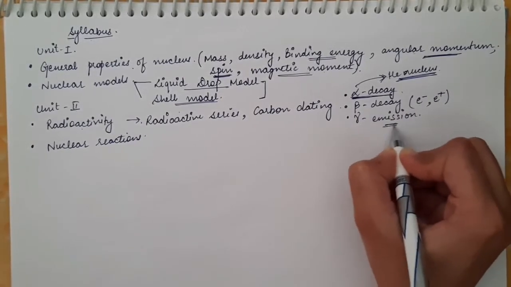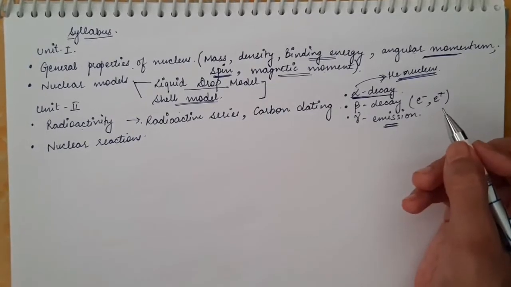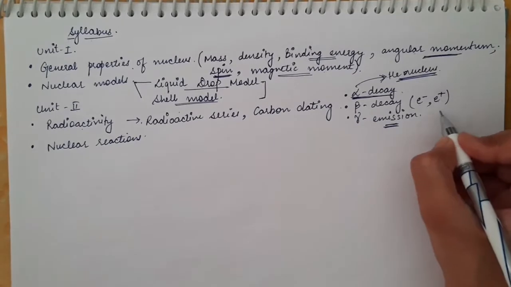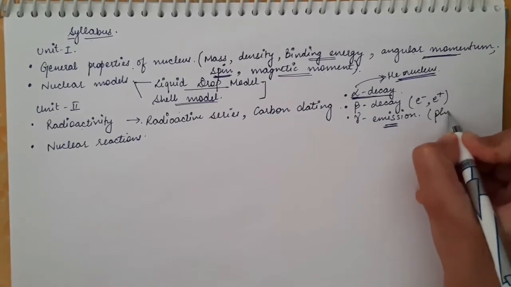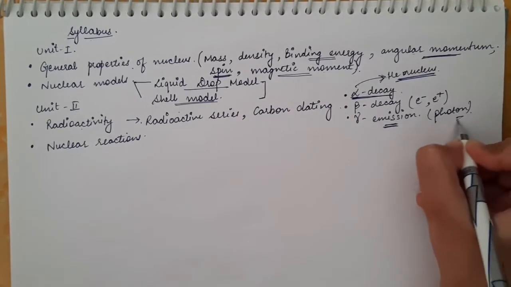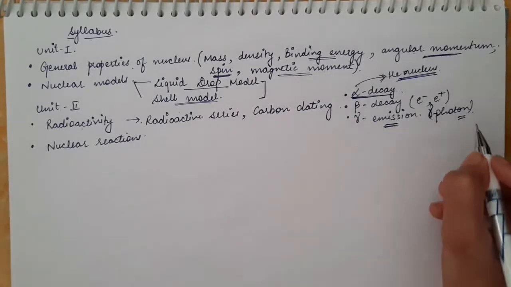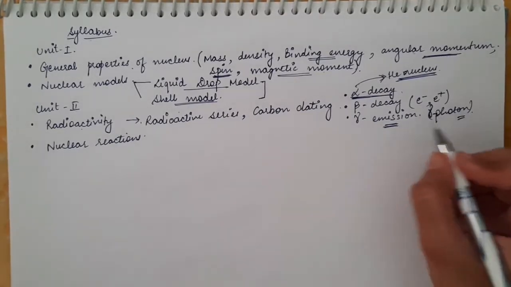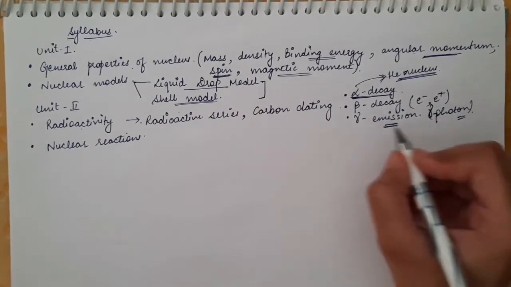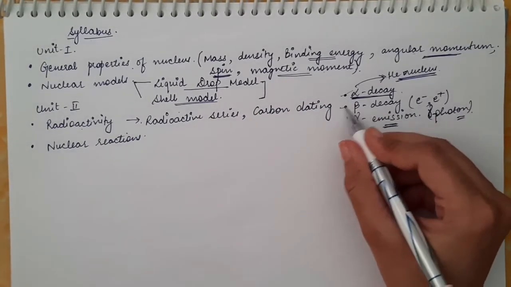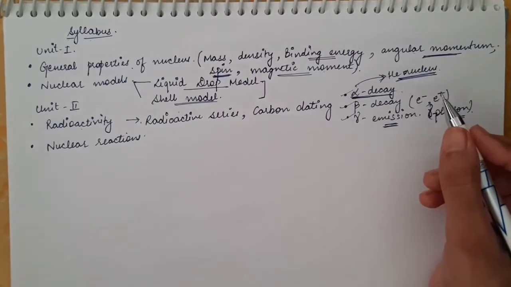Whenever a nucleus goes from its excited state to its ground state or a lower excited state, there is an emission of a photon, that is a gamma photon. Emission of a gamma photon is called gamma decay, and we will look at the various conditions when such decays occur from the nucleus.